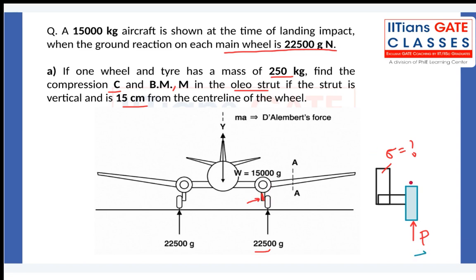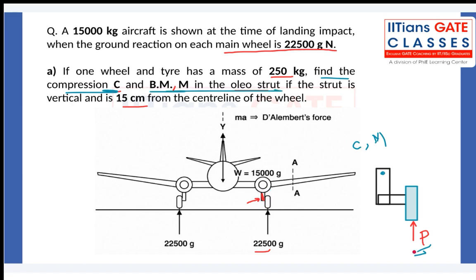And if you understood this, you can also calculate the bending moment at the strut of the aircraft. The force P here is again the same kind of question. You can see what will be the effect of force P on the strut. There will be 2 things produced: one is the compression C and one is a bending moment M. As you can see, what has been asked is finding the compression and the bending moment in the oleo strut.